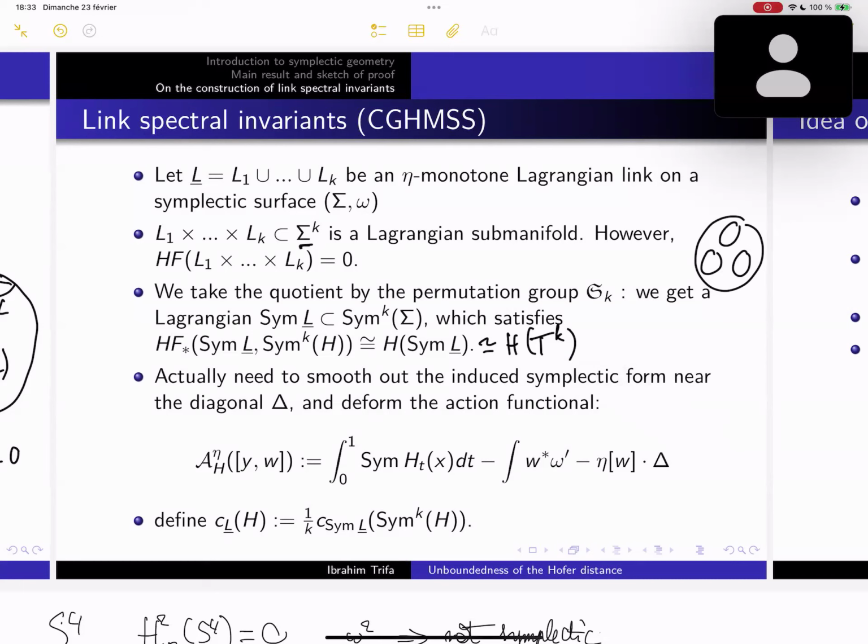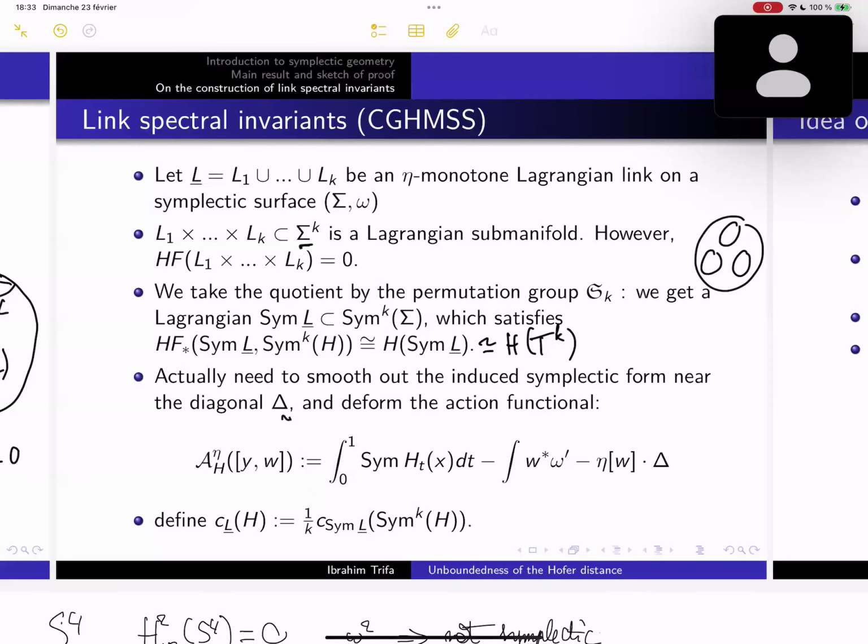I say that this defines a Lagrangian submanifold inside the symmetric product, but actually it's not that easy. There is a symplectic form on the symmetric product induced by the symplectic form on sigma to the k, but this symplectic form is not smooth on the diagonal delta. Sorry, I didn't define it.